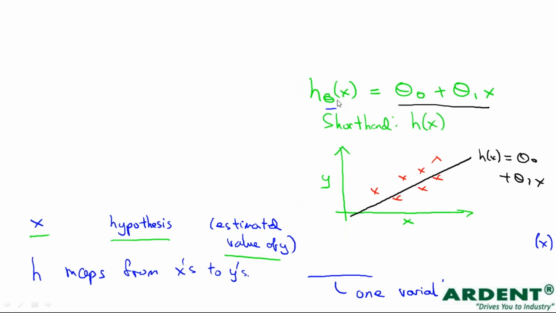Now just have a look. Here h theta of x equals theta 0 plus theta 1 x. Compare this hypothesis with y equals mx plus c. Remember, y equals mx plus c was the equation of a straight line. Here this black straight line is the prediction line.